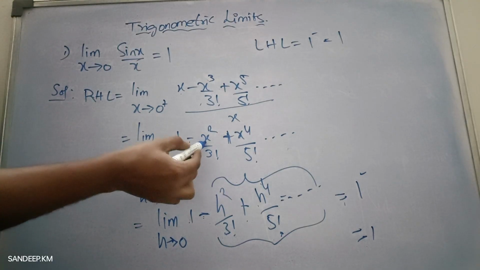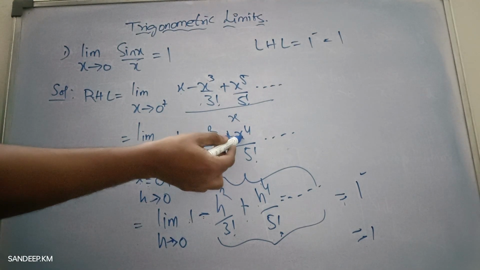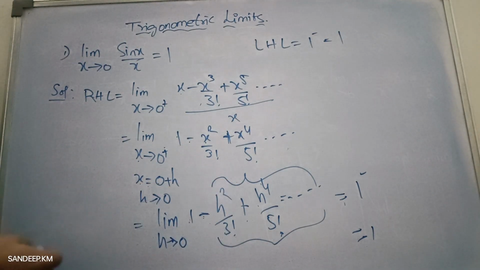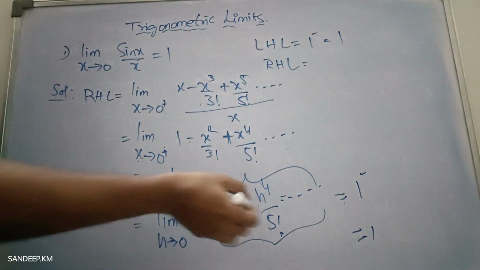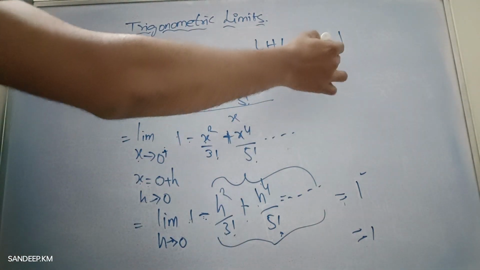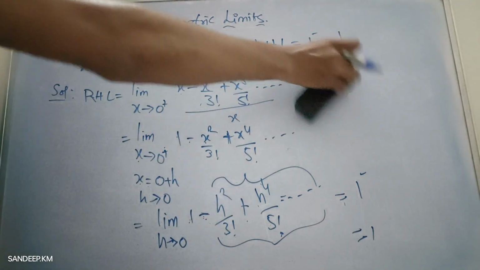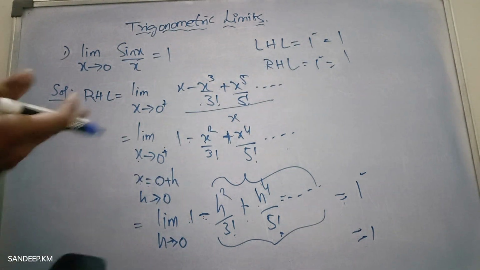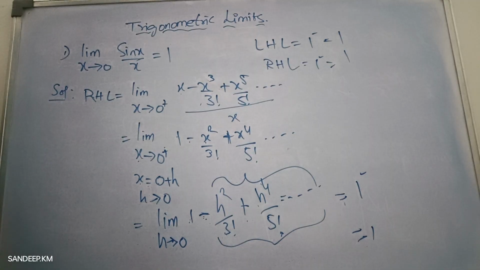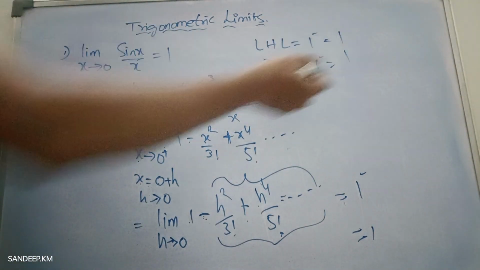1 minus h square, since x is equal to h, h square, h power 4. The same thing will come again. That means even RHL gives the same answer: 1 minus of something, an infinitely smaller number. So RHL is also 1 minus, particularly 1. So remember, the left hand limit is approaching 1 from the left side and the right hand limit is also approaching 1 from the left side. Anyhow, left hand limit is equal to right hand limit, both are equal to 1, correct or not?